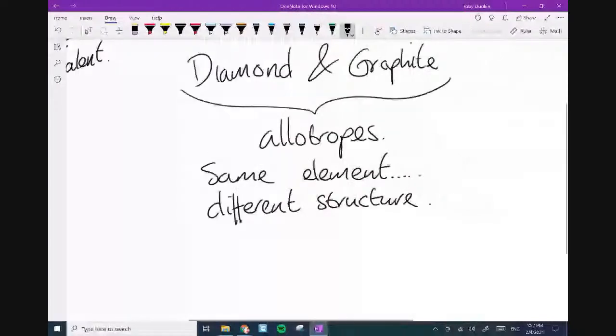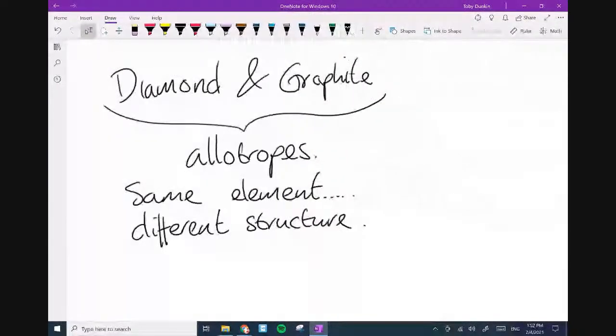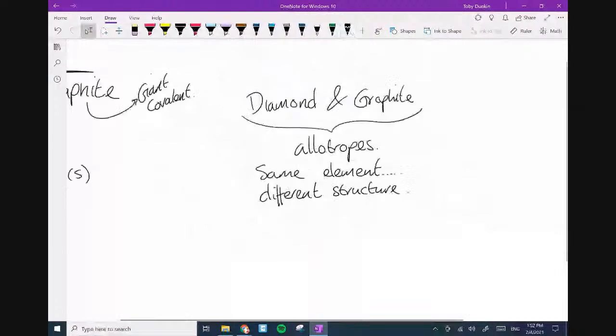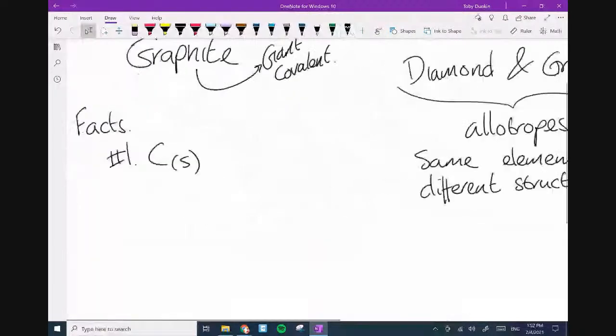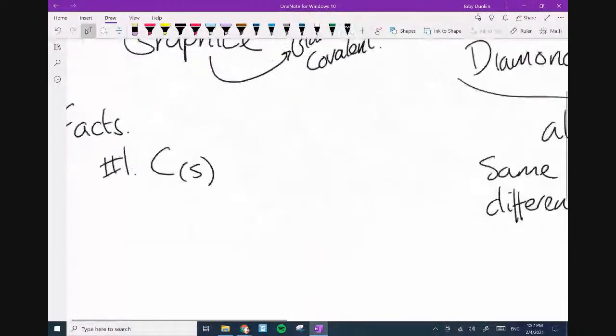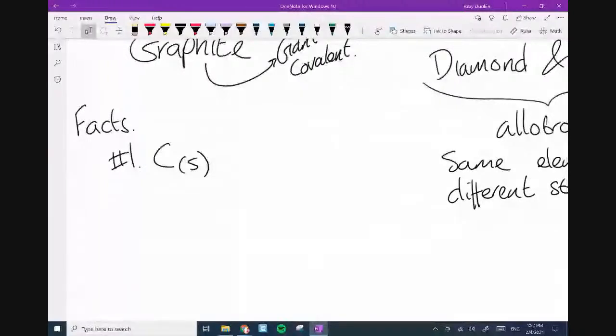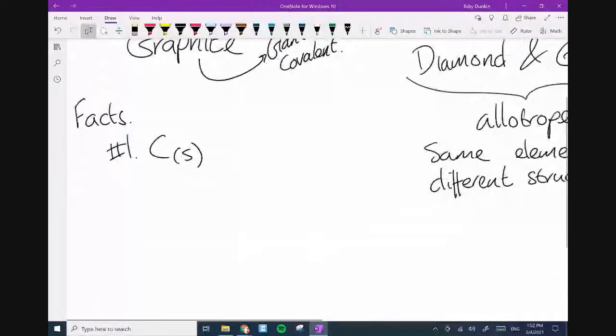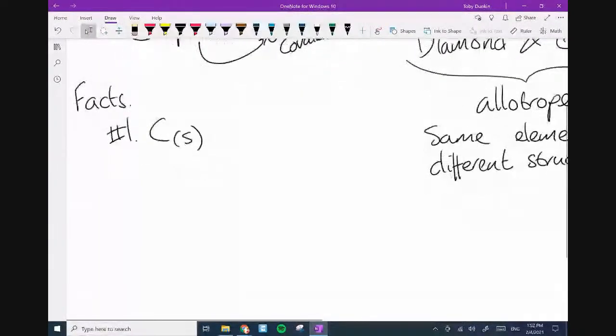There are other elements, by the way, that can have allotropes. Phosphorus is one of them. Phosphorus can do all kinds of funky stuff, and there are 4 different versions of it. Sulfur can do it too. Sulfur can do cool things. I actually do a demo of sulfur if you guys are here. But we know that number 1 is that graphite is made of carbon.